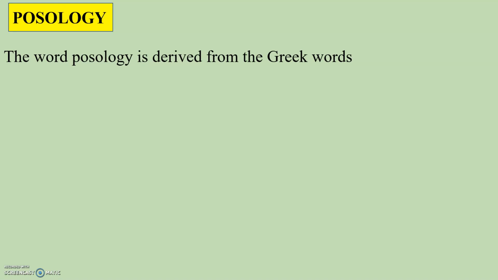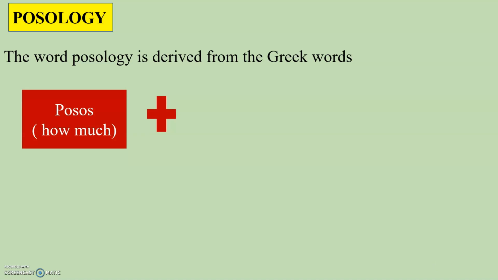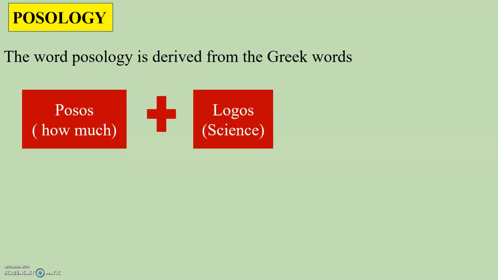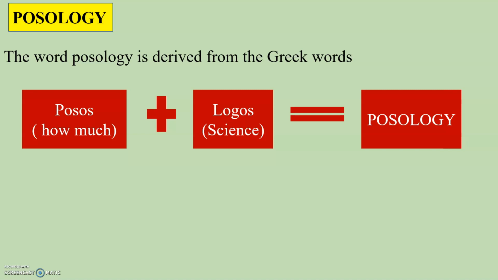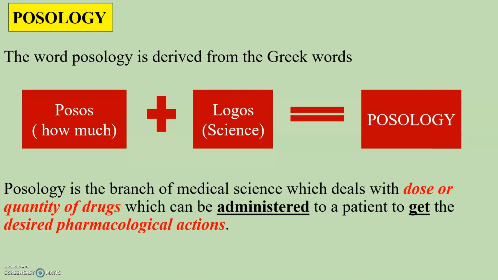The word posology is derived from the Greek words posos, meaning how much, and logos, meaning science. Together, both these words form posology. Hence, we can define posology as the branch of medical science which deals with dose or quantity of drugs which can be administered to a patient to get the desired pharmacological actions.